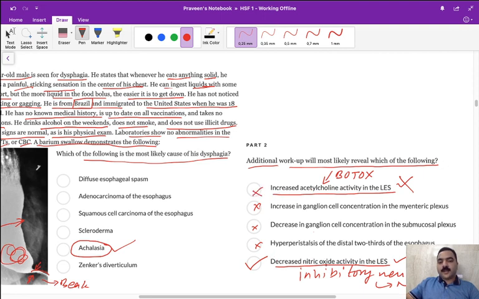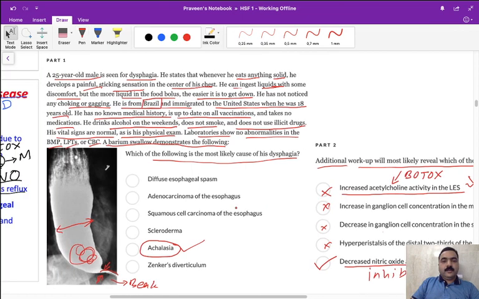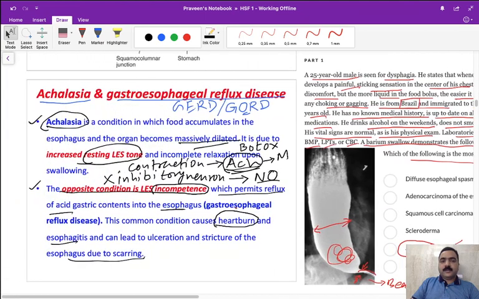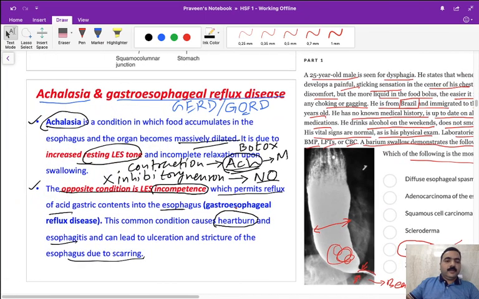The cause is decreased nitric oxide activity from the inhibitory neurons, so there will be too much acetylcholine being released, causing achalasia, too much tightening. Okay, so that's for this topic. We will continue in the next video. Thank you.